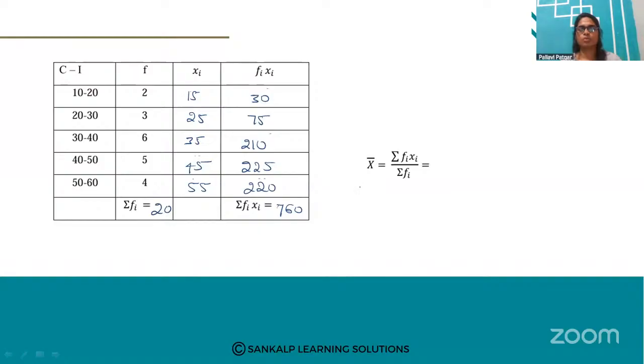So now, using the direct method formula to calculate the mean, summation fi xi is 760 divided by 20. So 0 0 cancels, 2 ones are 2, 2 threes are 6, 2 eights are 16. So x bar is equal to 38. Therefore the mean of the given data is 38.